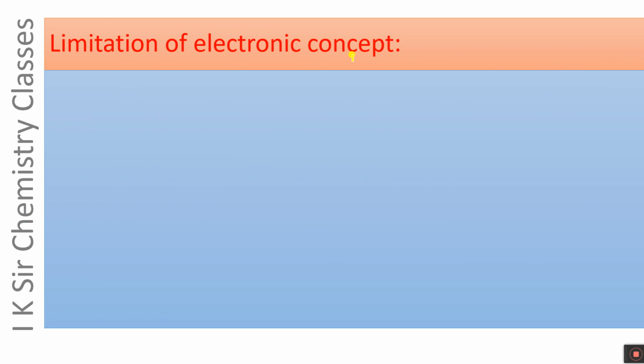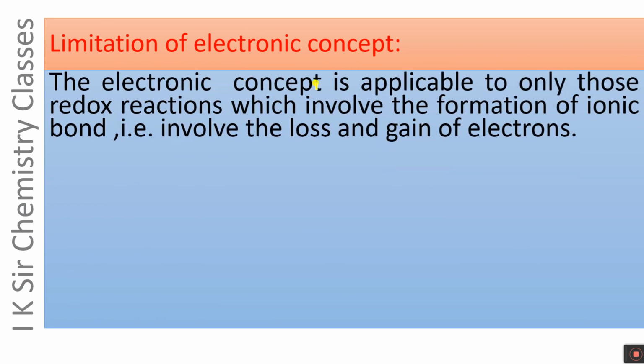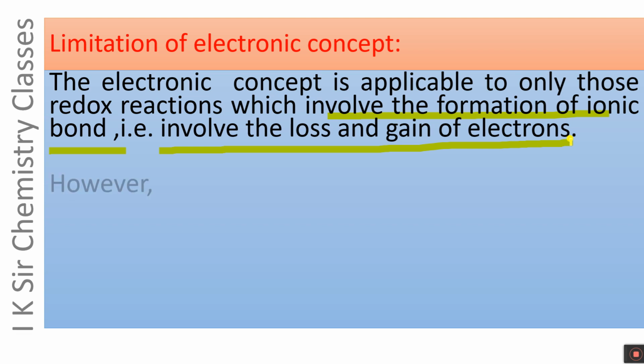Limitations of electronic concept. The electronic concept is applicable to only those redox reactions which involve the formation of ionic bond, that is, involve the loss and gain of electrons. The electronic concept of oxidation and reduction is applicable to only those redox reactions which involve the loss of electron and the gain of electron, that is the formation of ionic bond.